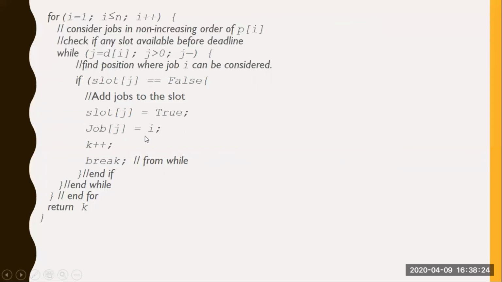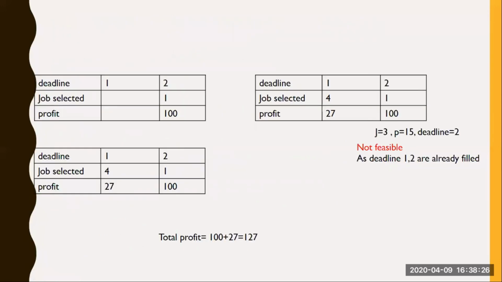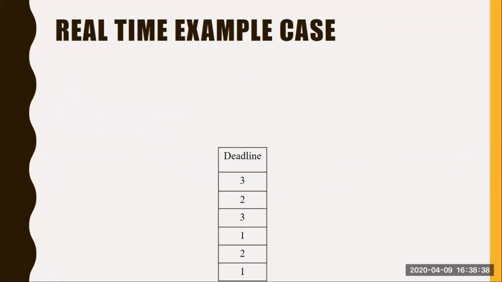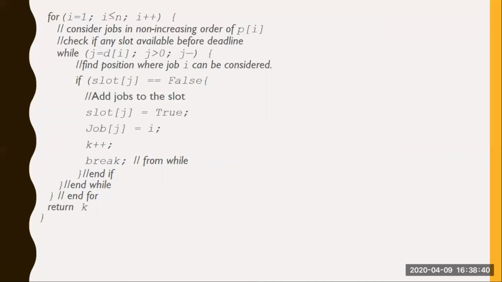So remember, if you are having jobs with same deadline, you can always reduce the deadline and try to fill in if it can provide me with maximum profit. So this concludes the job scheduling algorithm. So I'm giving you guys 3 problems.